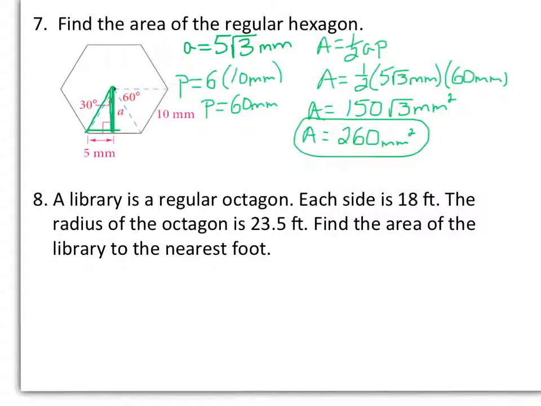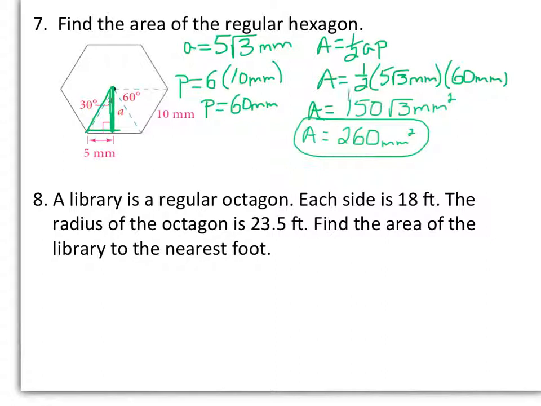Okay, then we're able to find our area. Remember, area equals 1/2 apothem times perimeter. To find the perimeter, we'll take number of sides, so it's a hexagon, 6, times each side is 10 millimeters. So the perimeter is 60 millimeters. Then to find area, take 1/2 times 5 square root 3 millimeters times 60 millimeters.